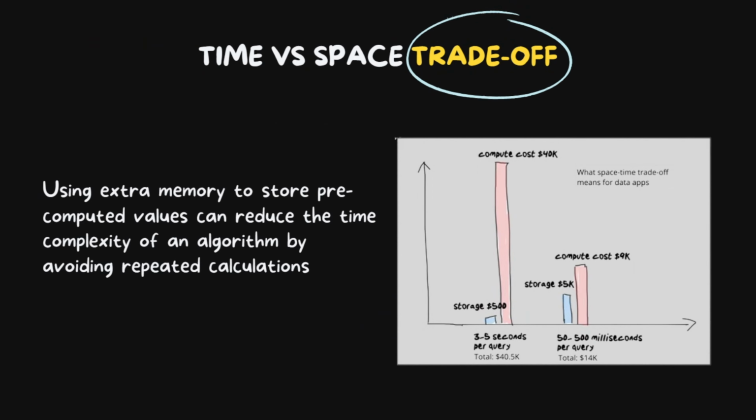Now let's discuss the time versus space trade-off. In some cases, you can reduce the time complexity of an algorithm by using more memory. For example, calculating the nth Fibonacci number recursively takes O(2^n) time because it recalculates values multiple times. By storing intermediate results in an array using dynamic programming, the time complexity is reduced to O(n), but the space complexity increases to O(n) because of the additional memory used.